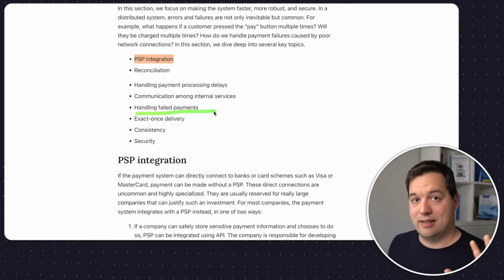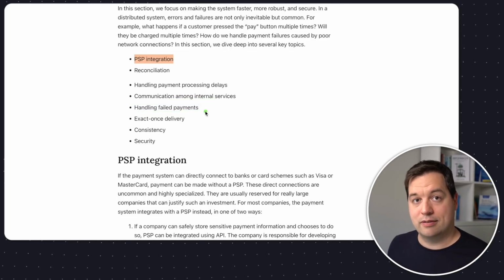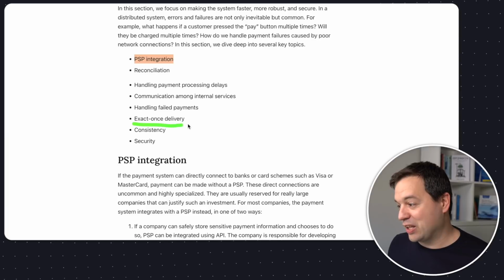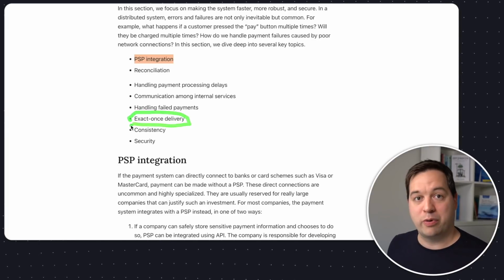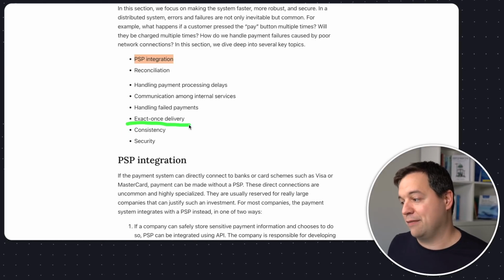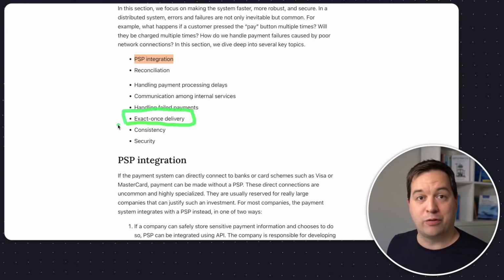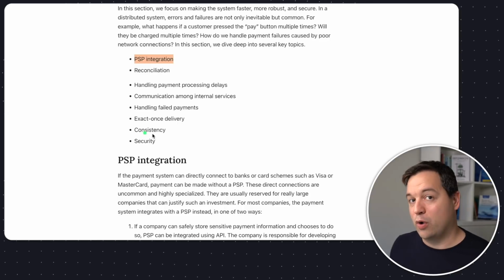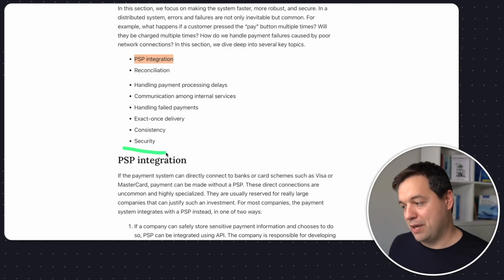Failed payments is a fantastic topic and source of so many outages. Exactly once delivery, which was a huge problem that we looked at Uber and we solved. It's one of these really interesting and challenging problems. I would expect that at staff levels, exactly once delivery would be a topic. Consistency, what kind of consistency models are important, payment security.